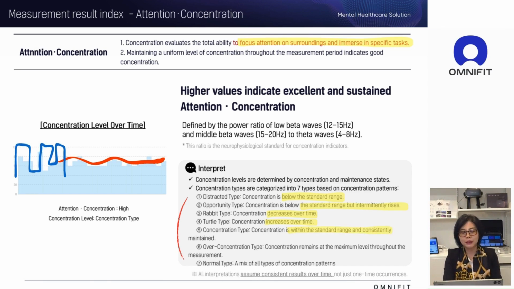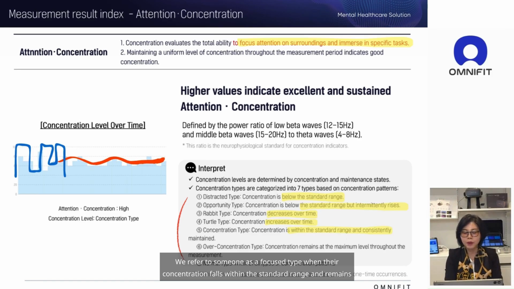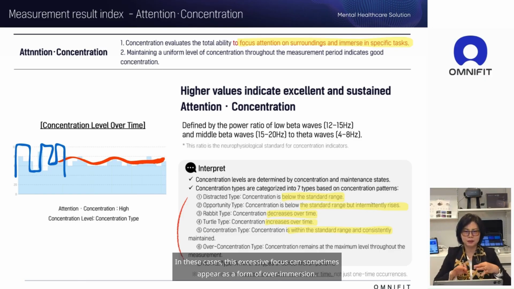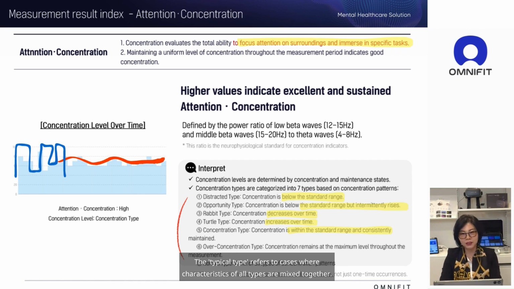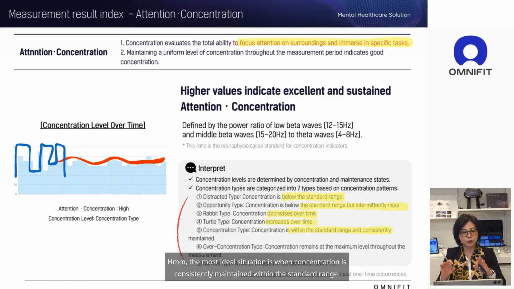Next is the focus type. We refer to someone as a focus type when their concentration falls within the standard range and remains steady. Also, the overfocus type is when the level of concentration stays at its maximum throughout the entire measurement. In these cases, this excessive focus can sometimes appear as a form of overimmersion. The typical type refers to cases where characteristics of all types are mixed together. The most ideal situation is when concentration is consistently maintained within the standard range.